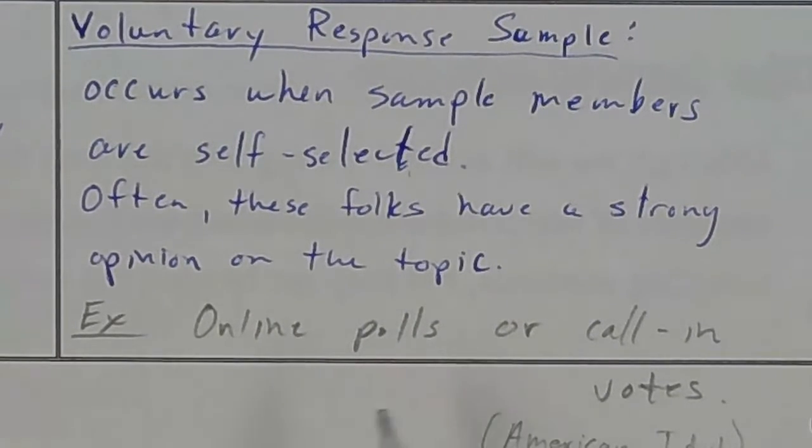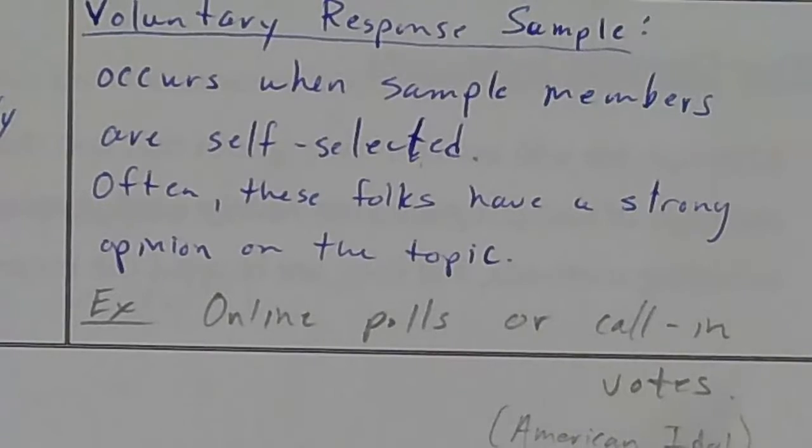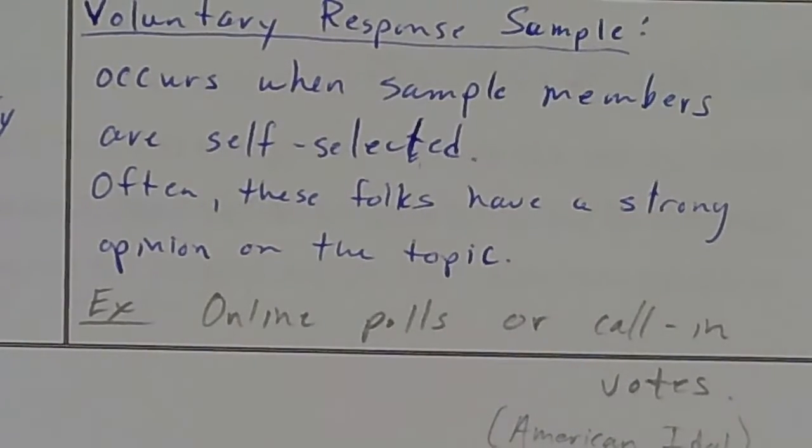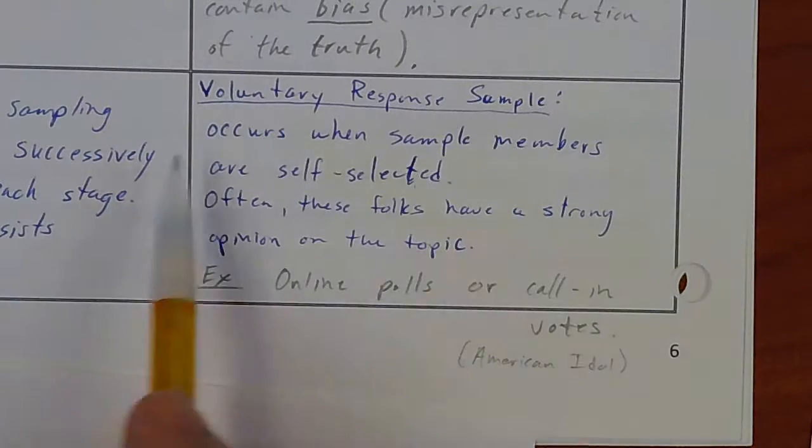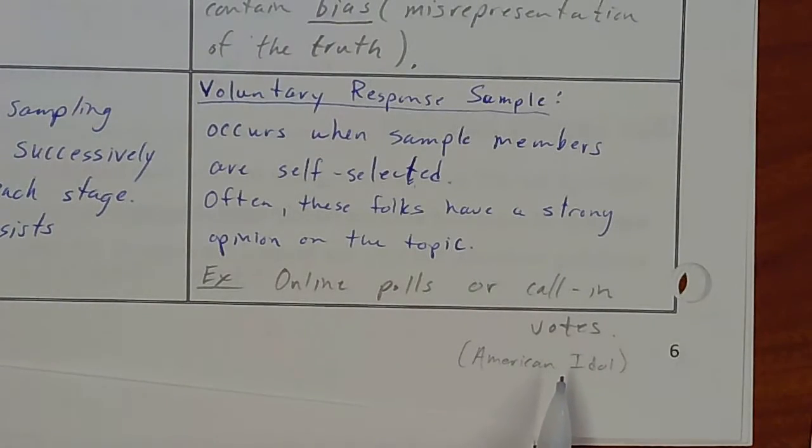So here are some examples of these. Online polls or call-in votes. You can put below call-in votes American Idol. That's a huge voluntary response survey, right? Not everybody participates. The people that decide to call in and cast their vote. So sometimes you get, especially for online polls, do you agree with this or that? People that have very strong opinions, usually towards the negative side of things, tend to participate. So that's usually the way it will swing.